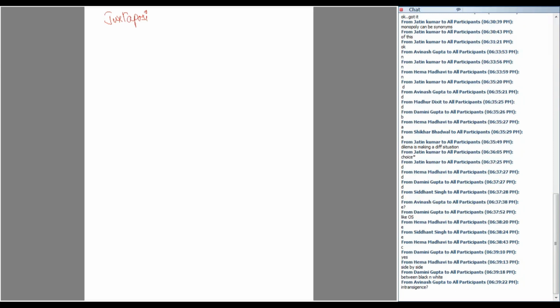Okay, juxtaposition means place side by side for comparison. That is juxtaposition. So let's say there are two pictures. You place them side by side, one opposite the other, in order to compare. That is called juxtaposition. This word is also in a song sung by Amitabh Bachchan in some movie.